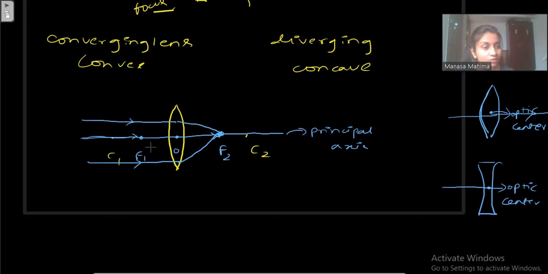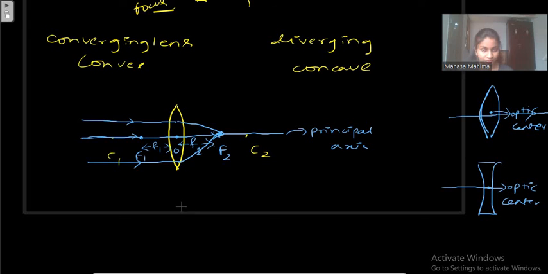Why is the convex lens called converging? Because the parallel beam of light that is falling on the lens, it will make the rays meet at one point, and that point we will call as principal focus. Okay, and if I want to talk about focal length, I need to measure the distance from optic center to the principal focus. That gives focal length. F1 or F2 you can take, and here you can take F1. So this is converging lens.